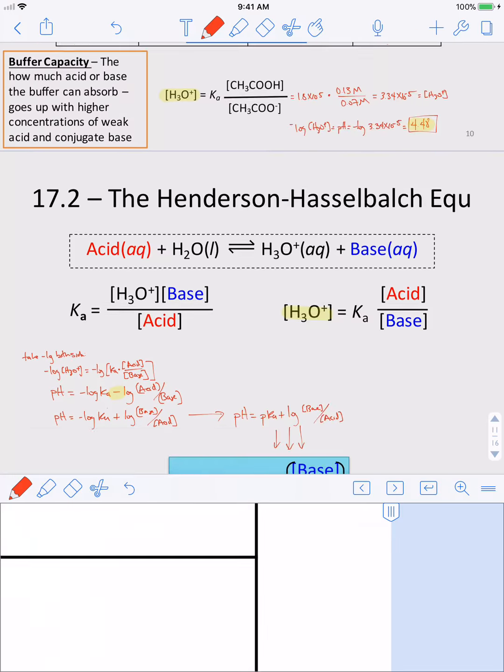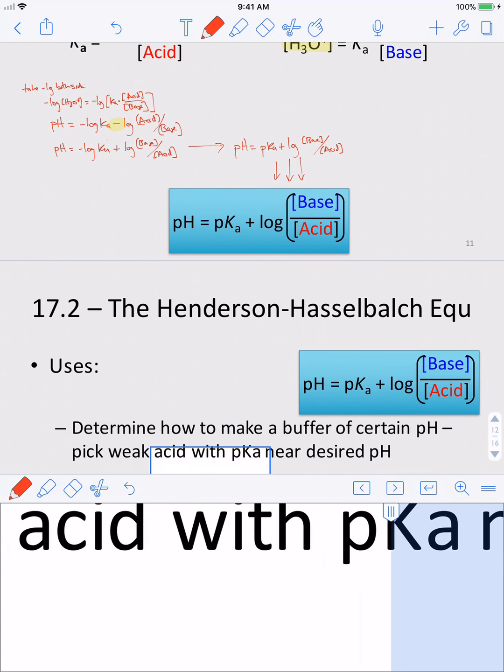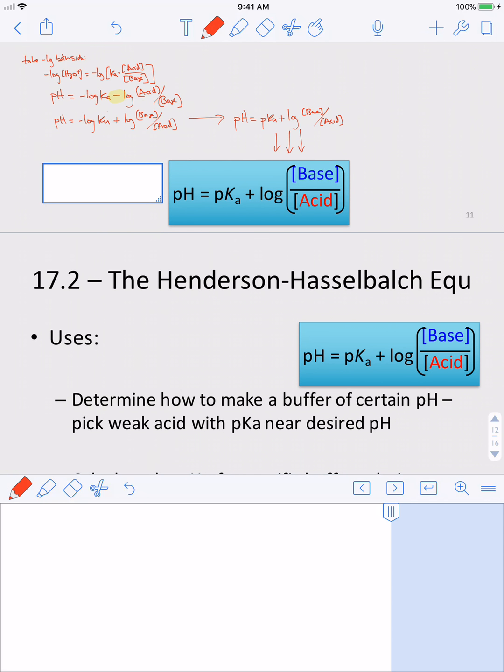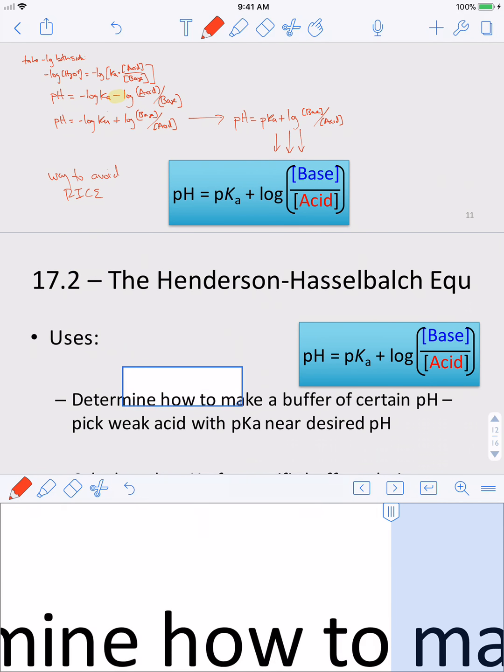It's basically what we did up here on slides 9 and 10, just a shortcut way without having to do any kind of RICE tables. So this is just a way to avoid RICE tables. It's a shortcut for a RICE table.